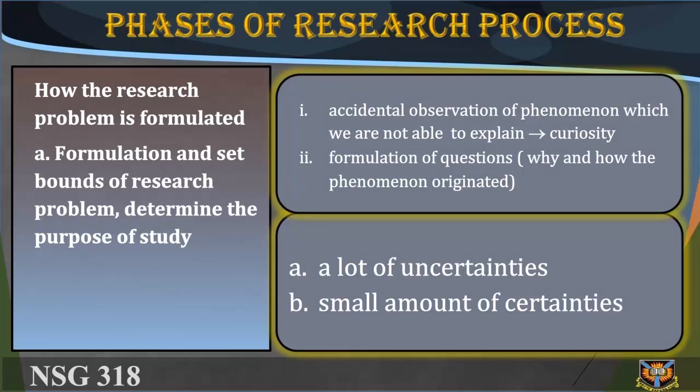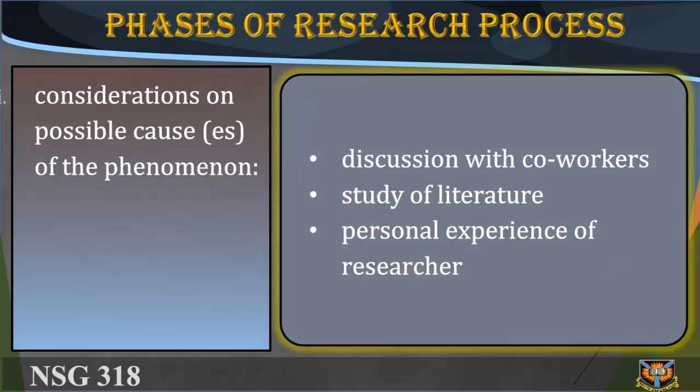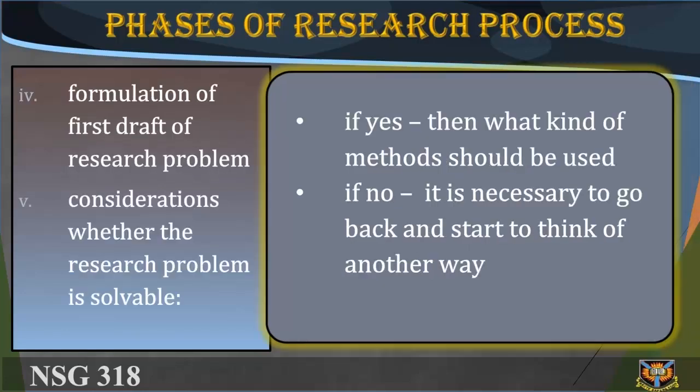How the research problem is formulated. Formulation and setting bounds of the research problem determine the purpose of the study. It begins with accidental observation of phenomena which we are not able to explain, and curiosity. Formulation of questions: why and how did the phenomenon originate? A lot of uncertainties, small amounts of certainties. Considerations on possible causes of the phenomenon. Discussion with co-workers. Study of literature. Personal experience of the researcher. Formulation of the first draft of the research problem.